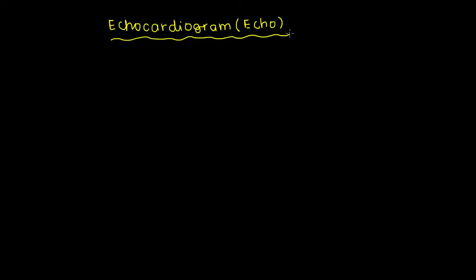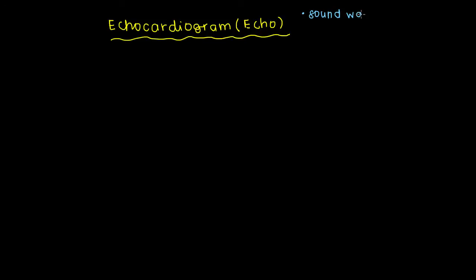Another test that we can order to look at the function of the heart is something that's referred to as an echocardiogram. And maybe the echo part of it gives it away, but we call this an echo for short. The echo part refers to the fact that we are only using sound waves or ultrasound to look at the heart. So I'll make these important notes here. We're using sound waves to look at the heart.